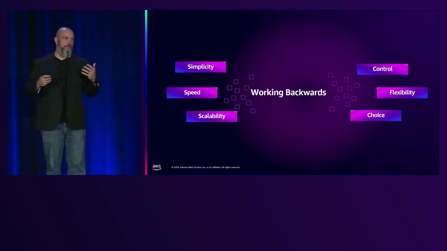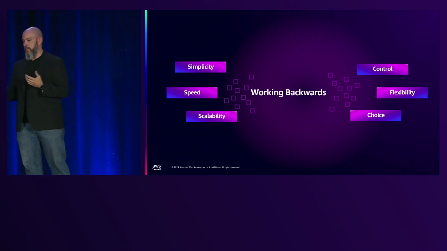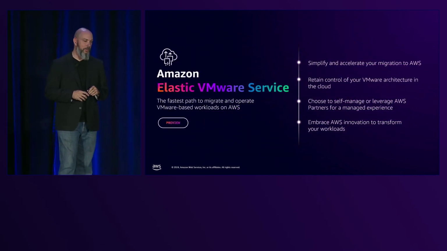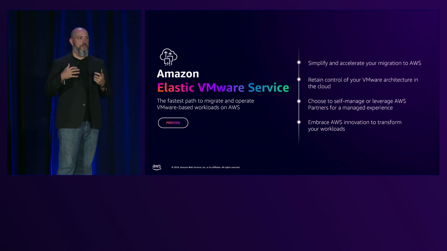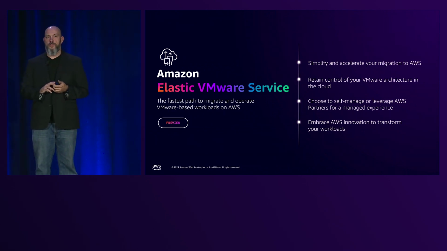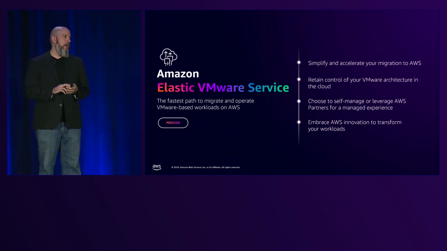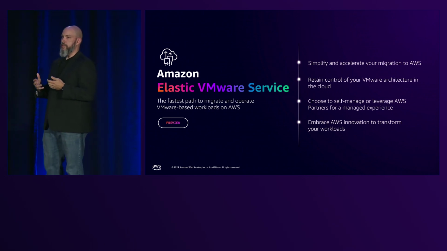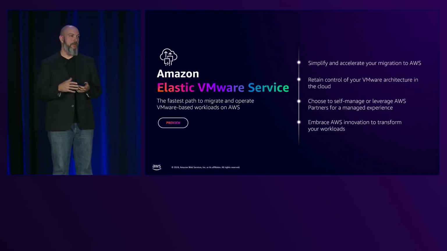So we took all of this feedback as we were hearing from customers, and we started thinking about, what is it that we're actually going to build, and how would this work? And what we came up with is the Elastic VMware Service. So this was announced just a week ago, or 2 weeks ago now. And this is a new service that we are launching in preview here at re:Invent that allows customers to run VMware VCF directly on EC2 Metal instances within their own VPC.